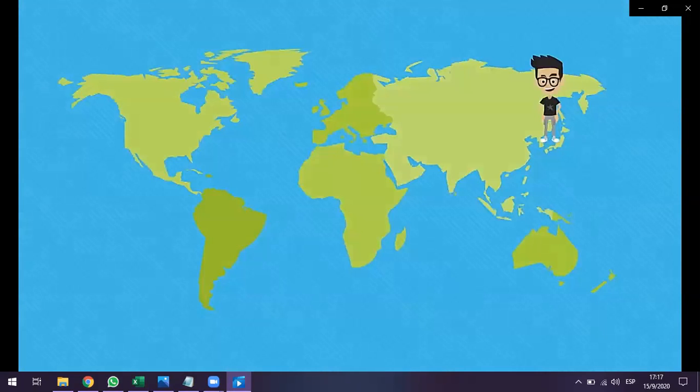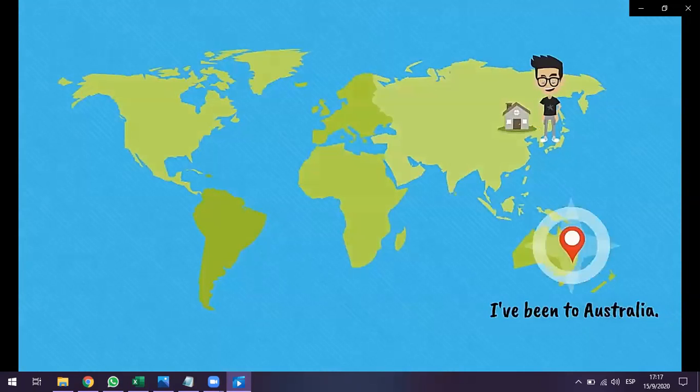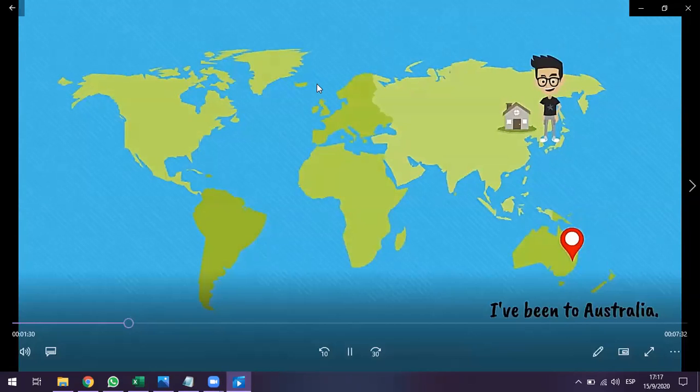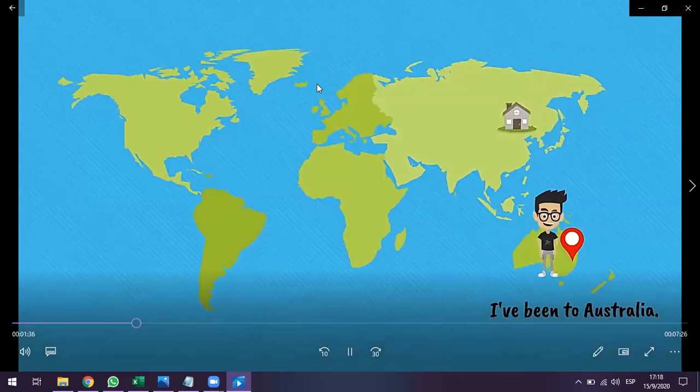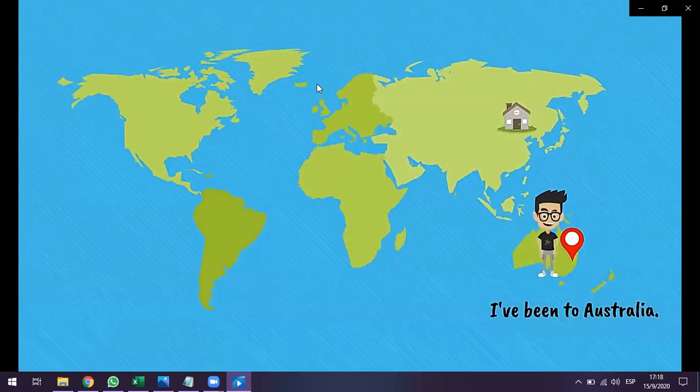Let's use an example here using the sentence, I've been to Australia. This means that sometime in the past you went to Australia. Now, be careful of the difference between been and gone. Gone means that you went there.